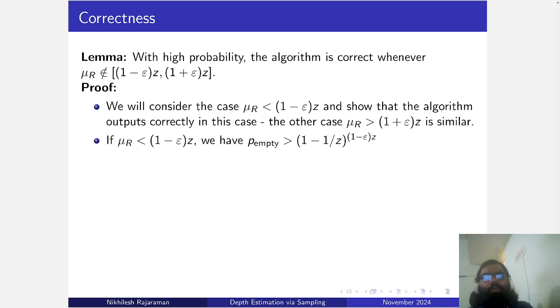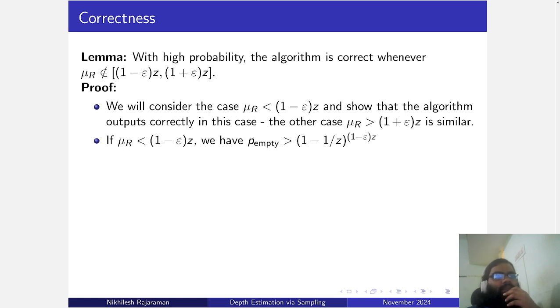So the first thing to observe is that if the true depth is less than (1 - epsilon) times z, then we can say something about the emptiness probability. Remember, the emptiness probability is 1 - (1/z)^depth. So if the depth is less than (1 - epsilon) z, then the emptiness probability is greater than 1 - (1/z)^((1 - epsilon) z). Essentially, this P empty is actually greater than 1 - (1/z)^z, but there's also an additional gap: this (1 - epsilon) times z gap in the exponent on top of that.